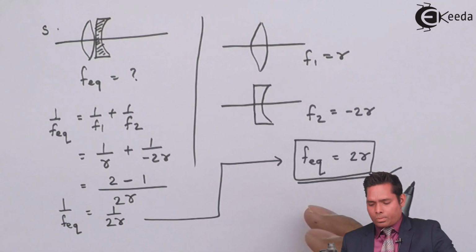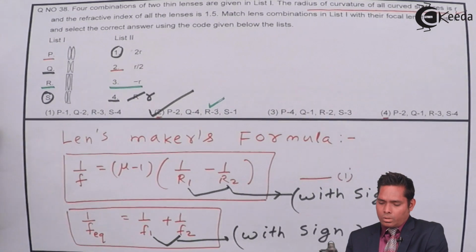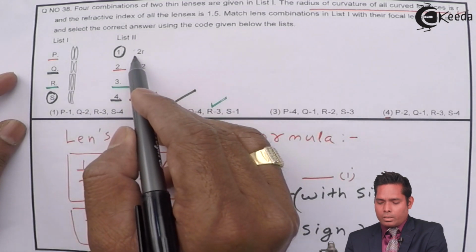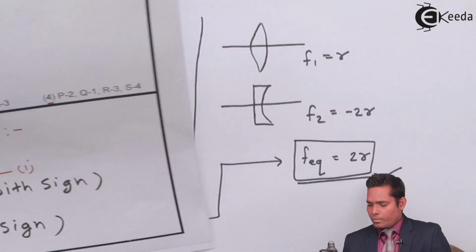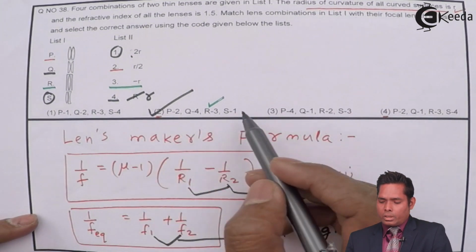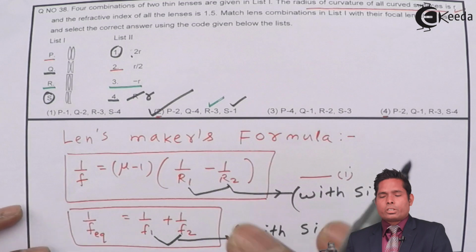So for this combination of lenses, the equivalent focal length comes out to 2r. If I see the options, as I told you, for this combination the equivalent focal length is 2r. So this is the answer. Therefore option number 2 is the correct answer to this question.